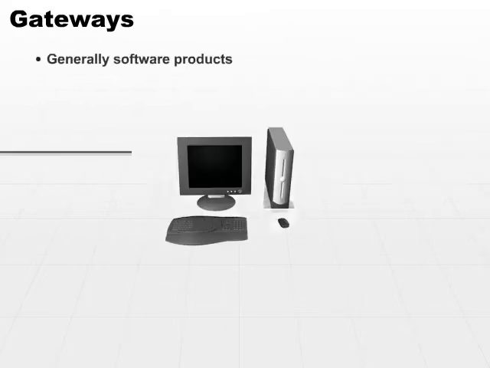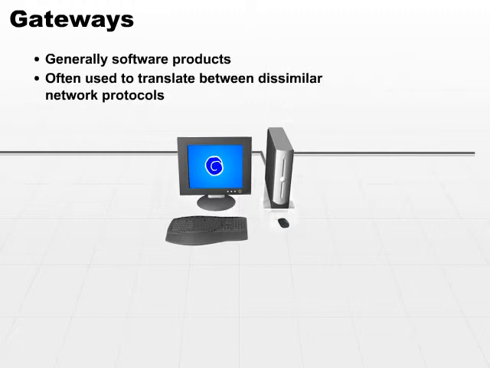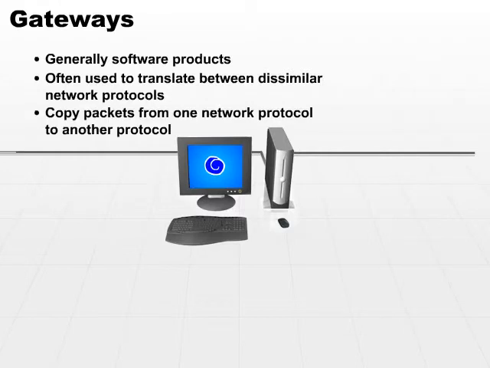And next, we have gateways. Gateways are generally software products that are used to translate at a high level between dissimilar network protocols. It literally copies packets from one network protocol to another network protocol.